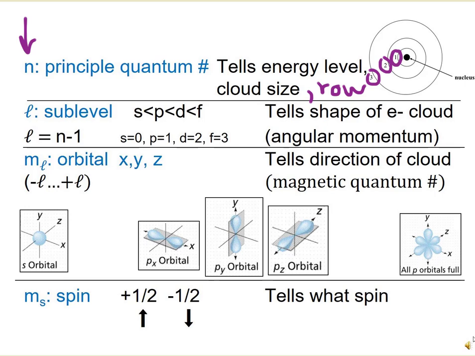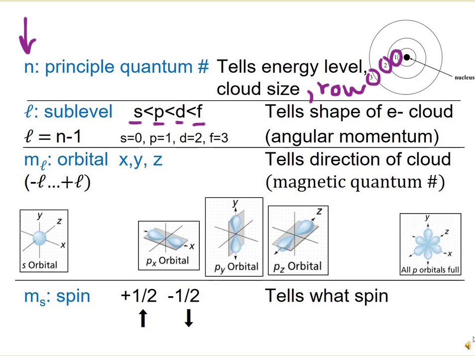Let's next look at the sublevel. The sublevel we've already been working with. You just might not know it was called the sublevel. The sublevel s, p, d, and f. There's a number code that represents what each sublevel is. If you're in the s block, the code is s equals 0, the p block would be p equals 1, and then d equals 2, and f equals 3.